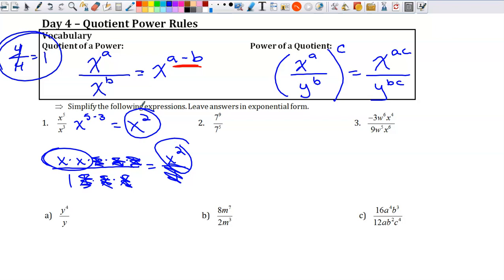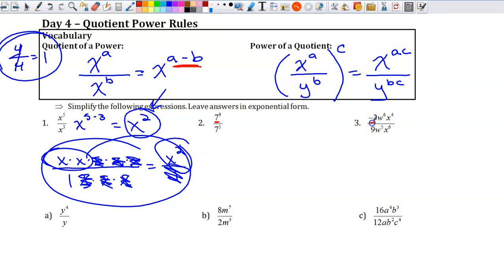Especially if I were to get a negative exponent, I'm going to say this is the better way to go about it. I'm going to say number 2 causes us a lot of problems, and it's because we confuse the 7 as a coefficient versus a base. Because the 7 is raised to a power, it is no longer a coefficient.